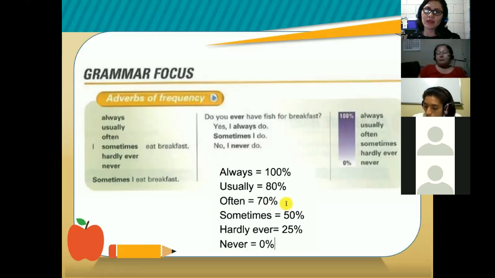Y otra cosa bien especial es que los adverbios de frecuencia generalmente yo los utilizo con present simple, ¿verdad? Present simple me sirve para hablar de routines, rutinas o actividades que yo hago, ¿verdad? Muy seguido o a diario, etcétera. Entonces, como son esas cosas que yo hago, ¿verdad? Esas rutinas, I need to use adverbs of frequency. For example, in my case, I always take a shower and I always have breakfast, okay?